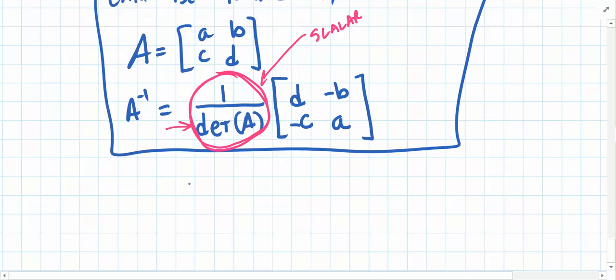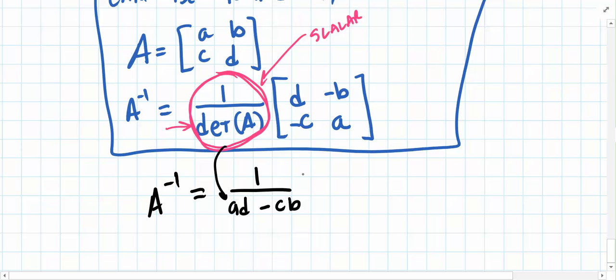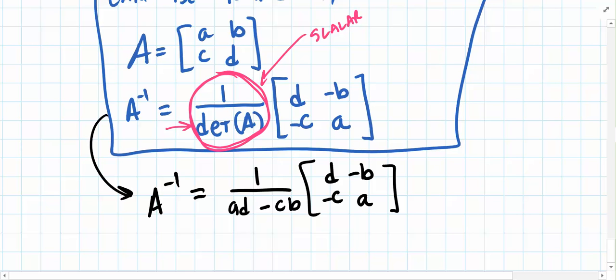This is 1 over, remember, A times D minus C times B, right? The determinant of A is just that thing right there, times this value here, D. So you just have to have a 0 in either A or C. That's the same thing right there. Or you can make them equal each other.